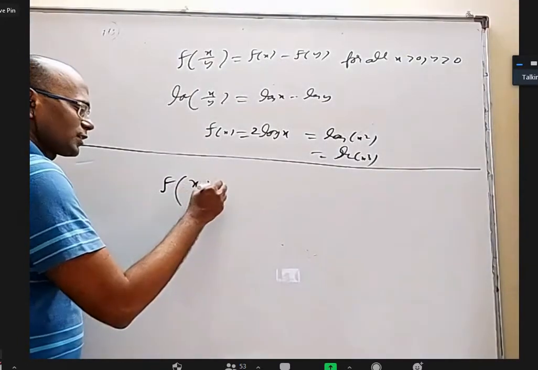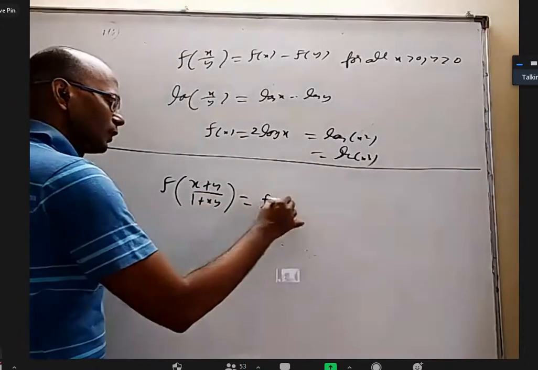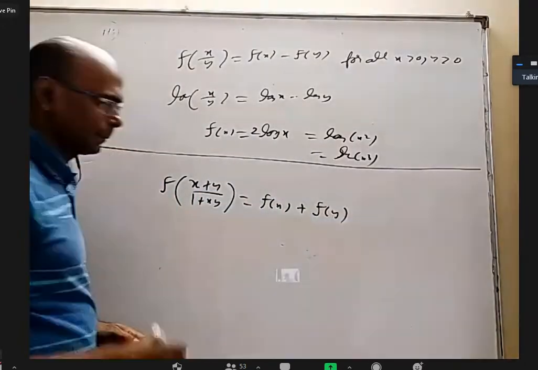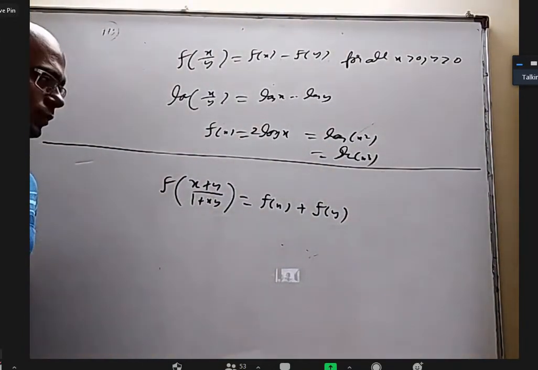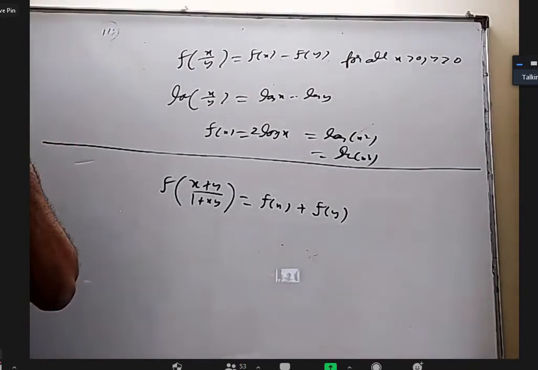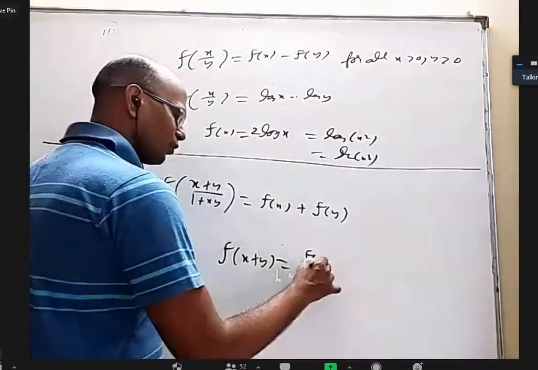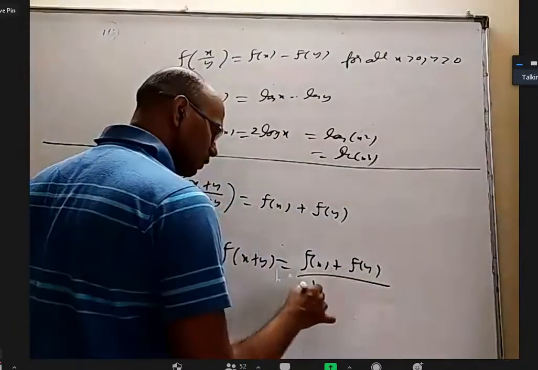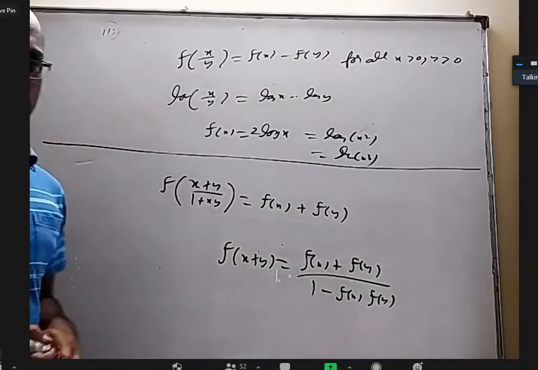Let us take f of (x plus y) by (1 minus xy) is equal to f of x plus f of y. Anybody knows any function of this sort? Many of you know something else. I will tell you. f of x plus y is (f of x plus f of y) by (1 minus f of x into f of y). If I had asked this, I'm sure you would have said it.